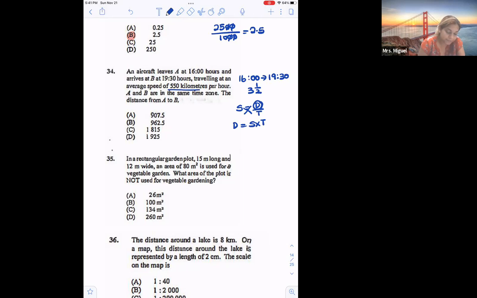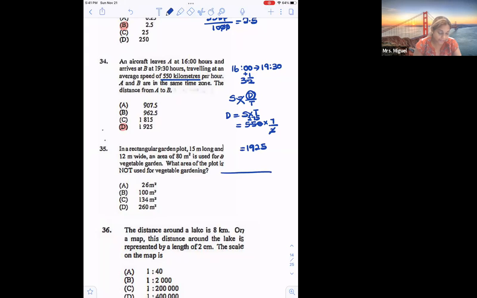So the average speed is 550 kilometers. So 550 multiplied by 3 2s are 6 and 1, 7 over 2. 2 could go into 550 275 times. And when you multiply it, you are going to get 925. The answer, D as in dog.